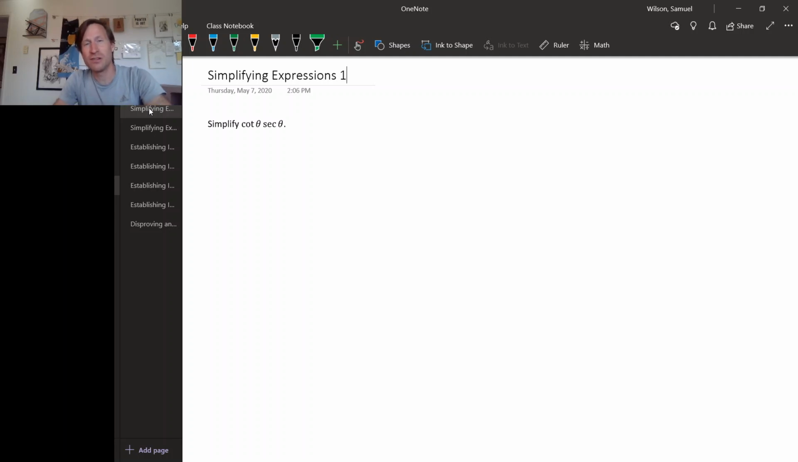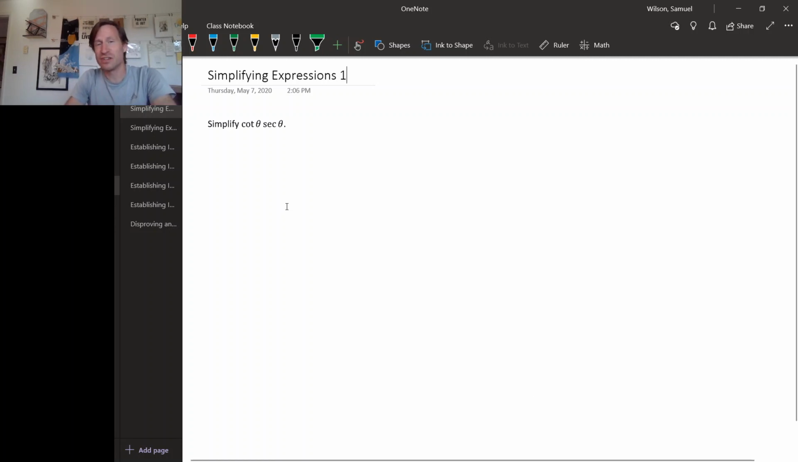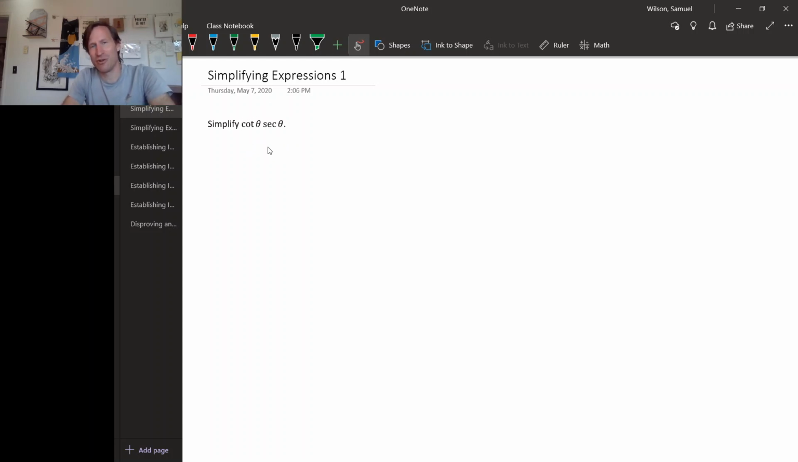One consequence of all of these hidden relationships between trig functions, these trig identities, is that some expressions involving trig functions we can actually simplify just by using identities that we already know. So here's an example: cotangent theta times secant theta. Since we can rewrite this expression using trigonometric identities, it's possible that we could simplify it so that it's nicer to look at, or easier to work with, or easier to evaluate. So let's see, what could we do to simplify this using identities?